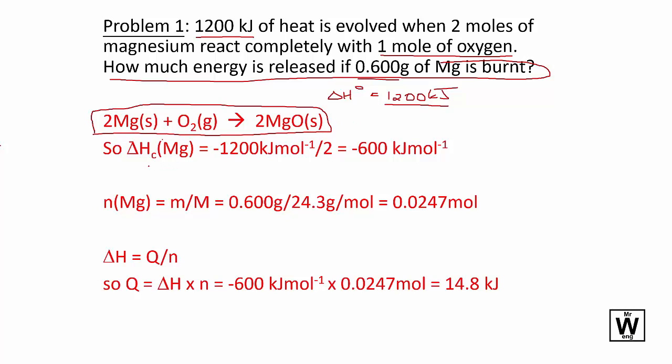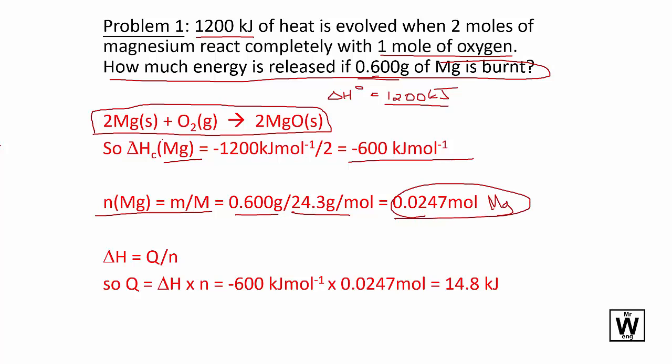So if we're going to do delta H of magnesium, we've got to divide it by 2, because delta H is per mole. So this is per mole of the balanced reaction. This is just per mole of magnesium. So it's actually minus 600 kilojoules per mole just for the magnesium. And if we have 0.6 grams of magnesium, the number of moles is mass on molar mass. So the mass is 0.6, the molar mass of magnesium is 24.3. That gives us 0.0247 moles of magnesium. So that's how many moles of magnesium we used. And that's how much energy would be released if you use 1 mole of magnesium.